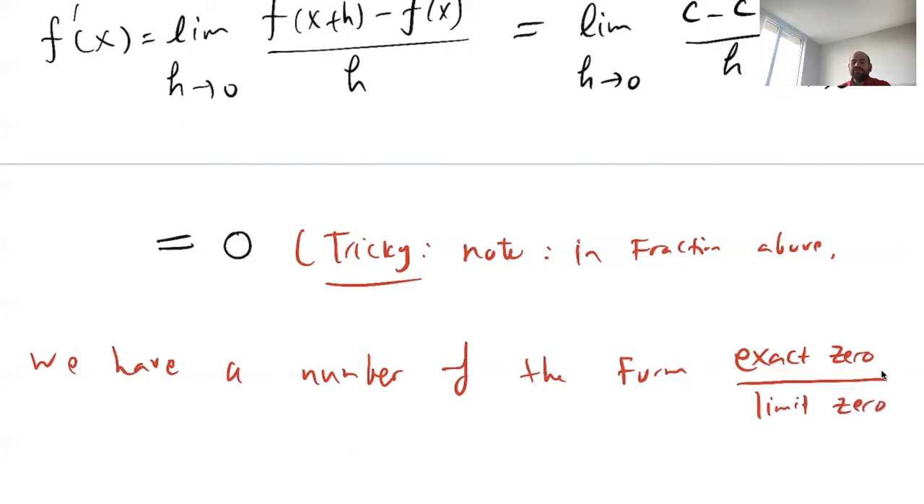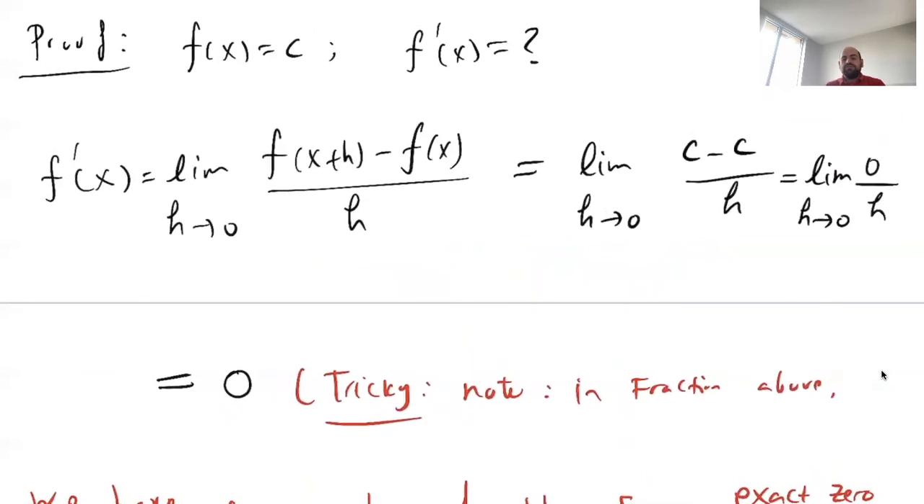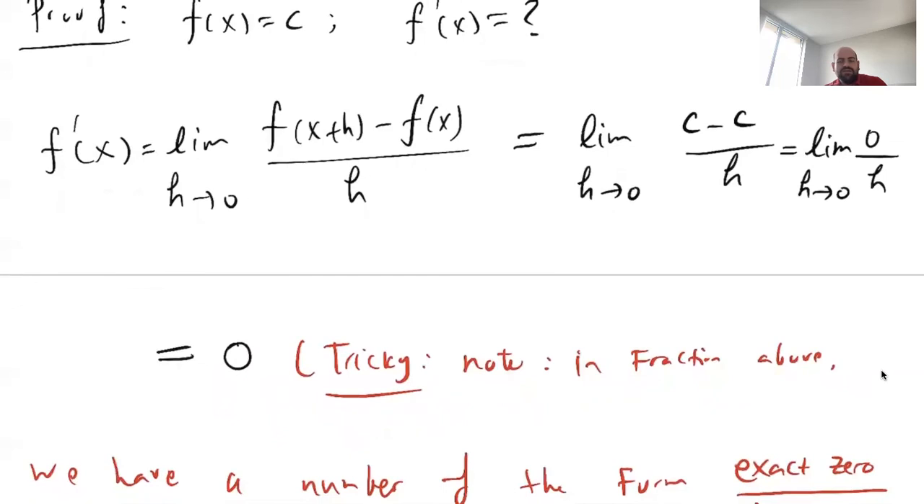Yes, 0 over 0 is indeterminate, but when we say 0 over 0, we mean limit 0 over limit 0. We mean something close to 0 over something close to 0. That's the case that we had before when we studied limits. But here it's not limit 0 over limit 0. So the numerator is exact 0, but the denominator is limit 0, because the denominator is not exactly 0. The denominator is h, and h approaches 0, which means it gets closer and closer to 0.